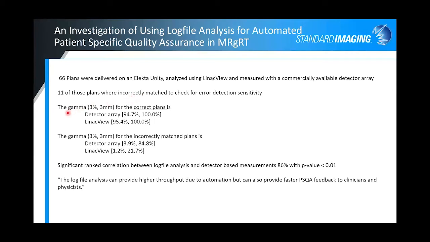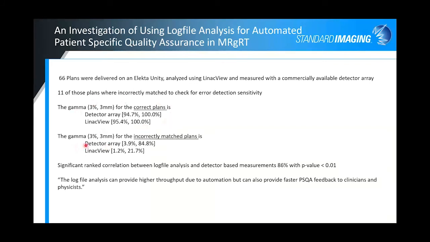For the correct plan, the gamma 3%, 3 millimeters, for the detector array ranged from 94.7% to 100%, and with LinacView 95.4% to 100%. So, the correct plan works well. Both systems show you excellent pass rates.